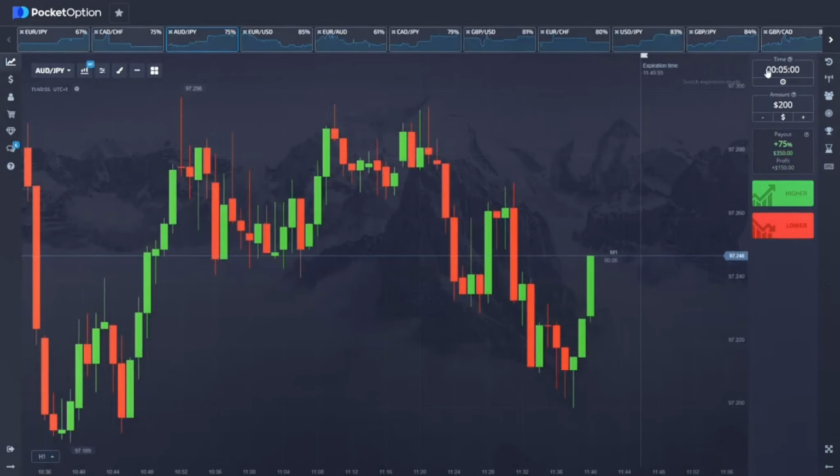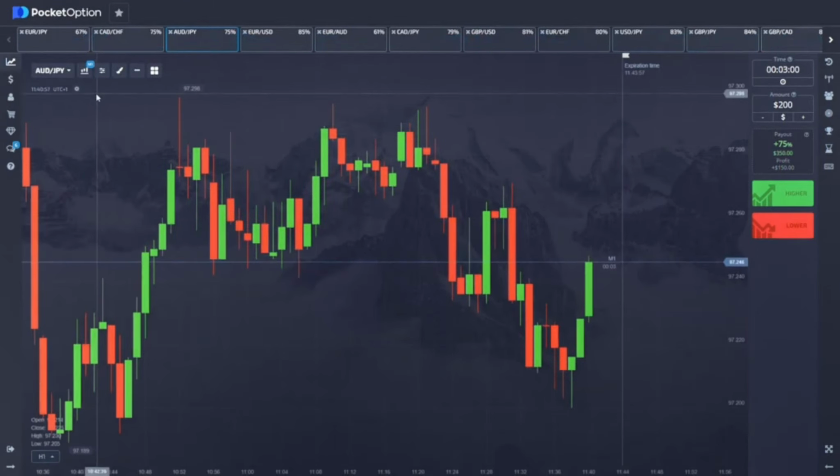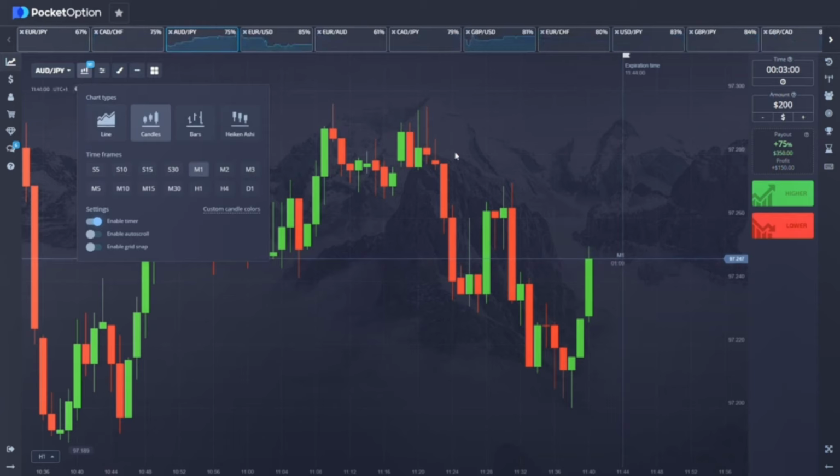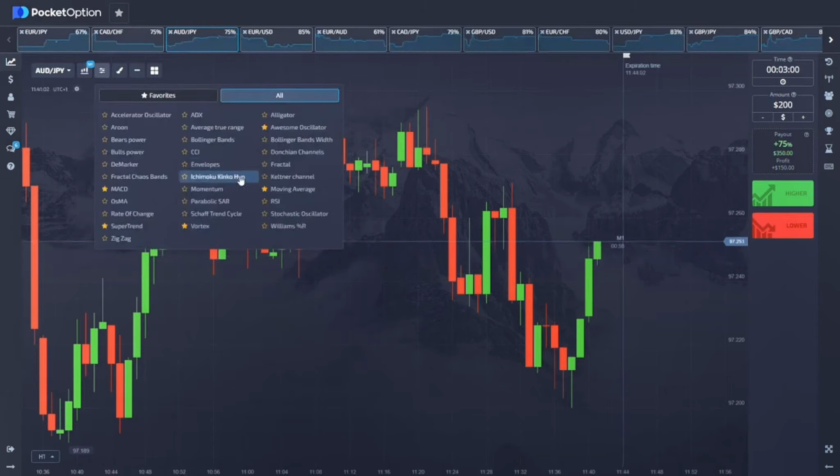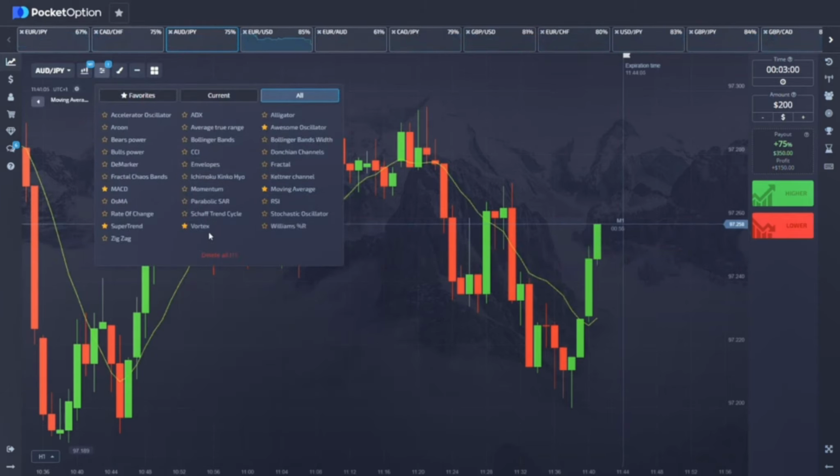Profitable 3-minute strategy on Pocket Option with just 3 indicators: moving average, vortex, and MACD indicator.